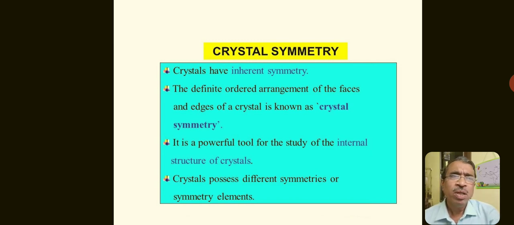Now, let us restrict our study to the crystals which have cubic geometry. In a cube, we have 6 faces, 8 corners and 12 edges. This you have to remember. I repeat, a cubic crystal has 6 faces, 8 corners and 12 edges.